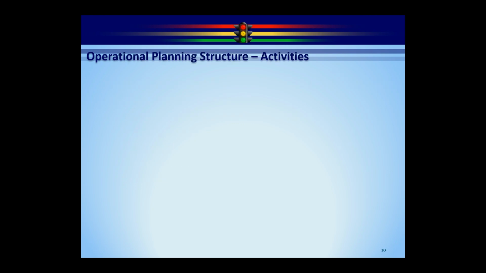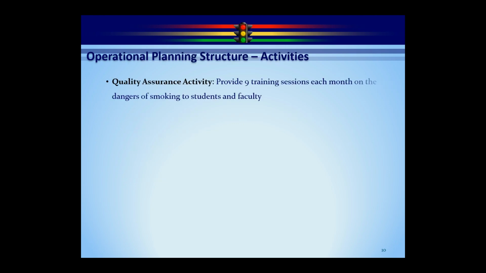So our second type of activity here, and by the way, this is the least used type because it's very unique. It's repetitive, and it automatically sets the traffic lights for you. So we're going to say provide 9 training sessions each month on the dangers of smoking to students and faculty. So what we're looking at is every month we're going to be measuring a new cycle. We're going to provide 9 each month, and we're going to move the month forward. So that's why the QA activity is least used. It's only when you're doing something repetitive.